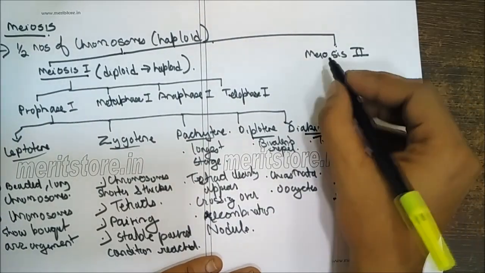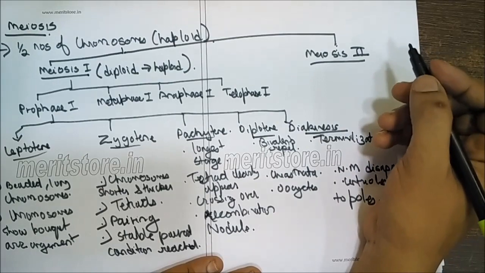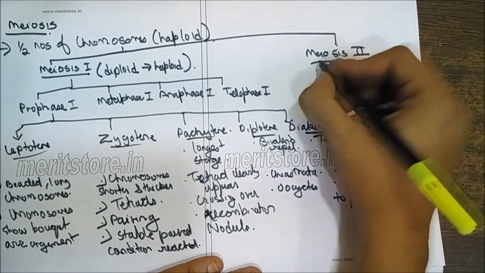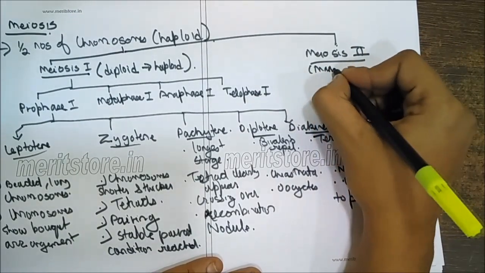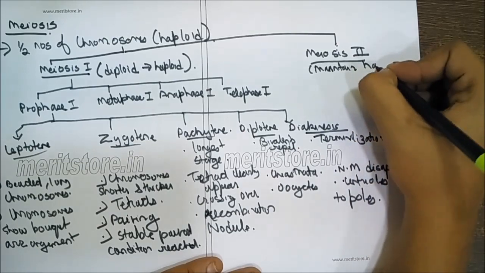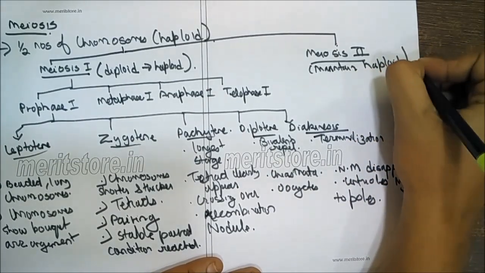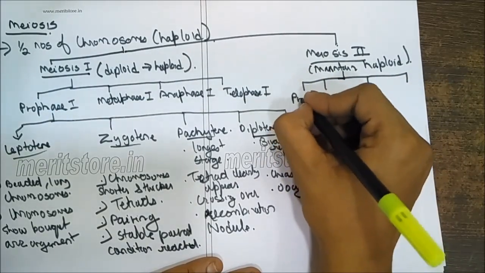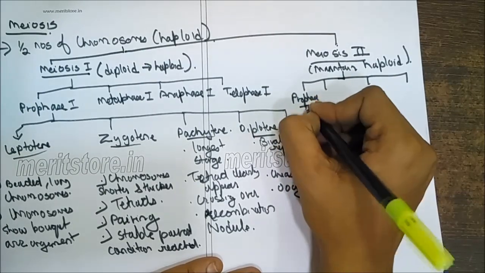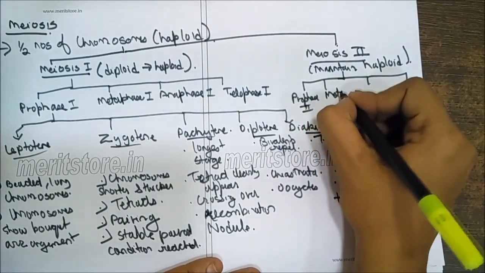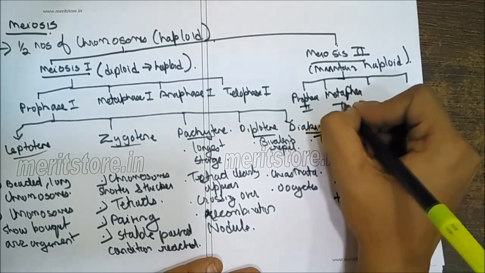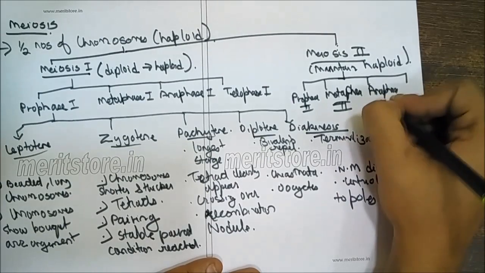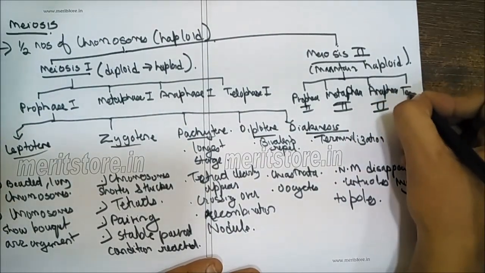Alright. Now meiosis 2 is called equational division. It is homotypic because it maintains the haploid number. It is further subdivided into 4 phases: prophase 2, then metaphase 2, then anaphase 2, and then telophase 2.